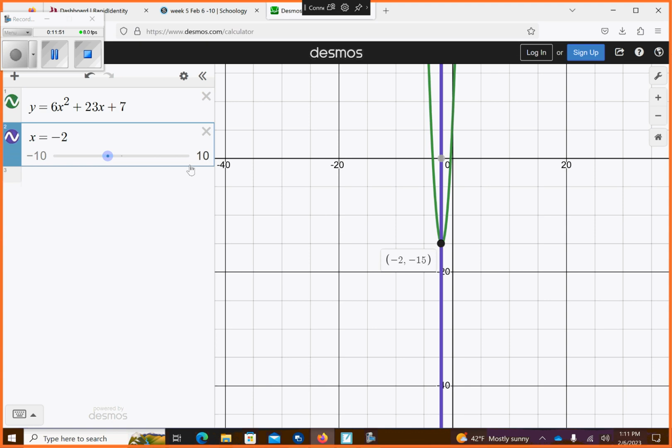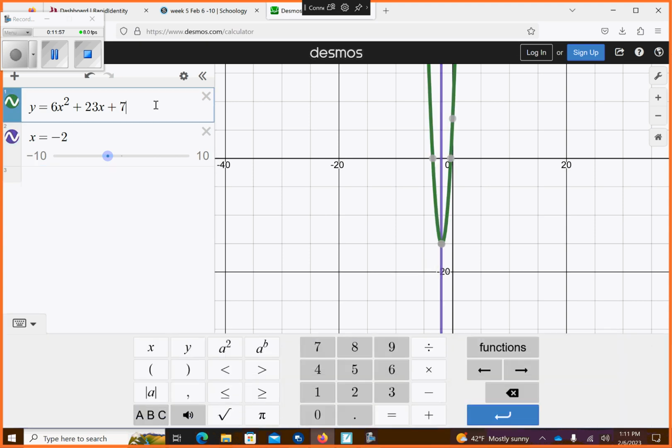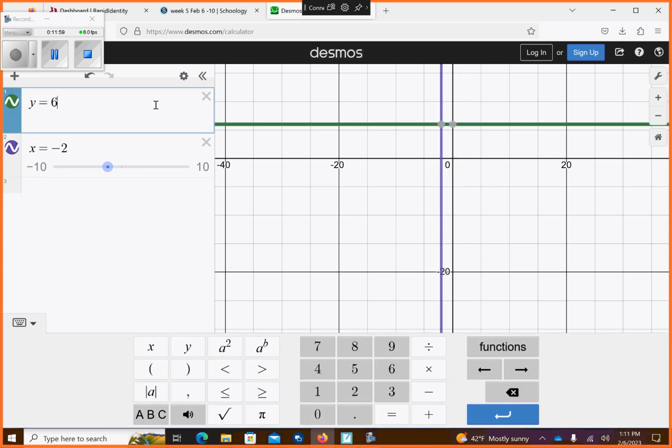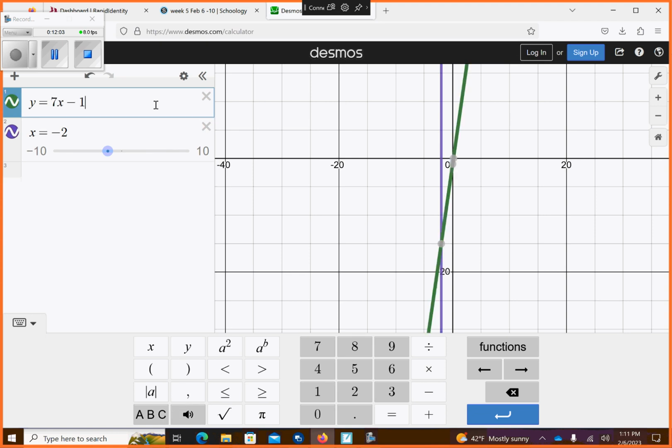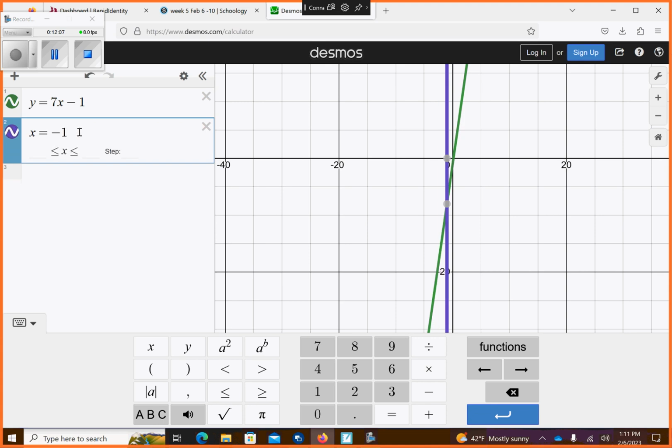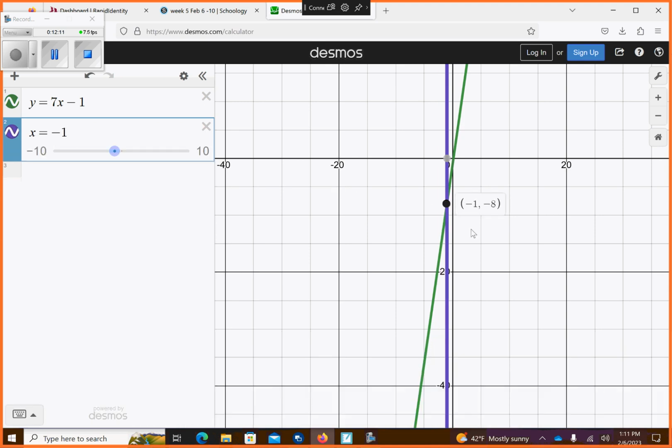Okay, and that works for the first one. The second one, we have to change the equation to 7x minus 1. So let's just change this up. So I get 7x minus 1, and we want negative 1 to be the answer. So then we try and find the intersection here. So it looks like at negative 1, my answer is going to be negative 8.